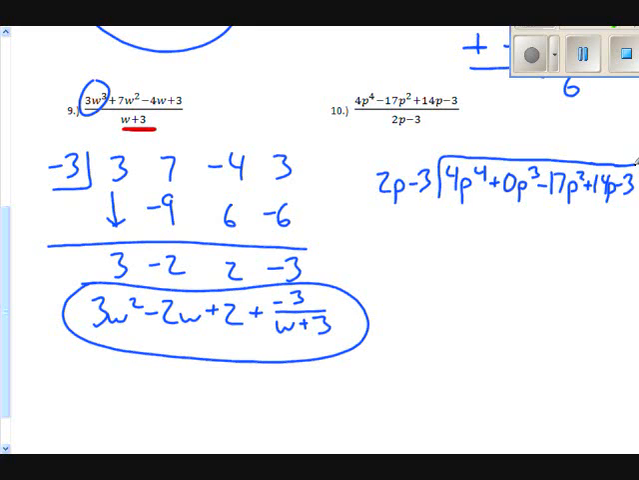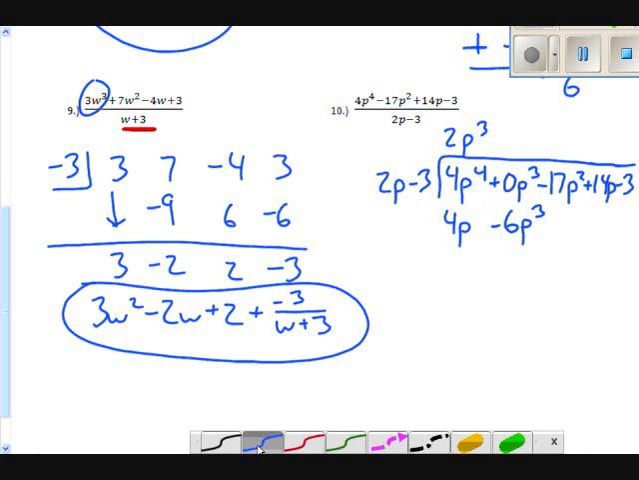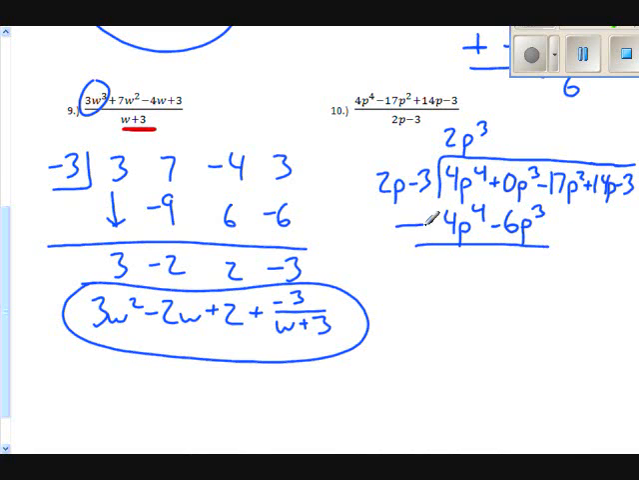So now, what times 2p will give me a 4p to the fourth? A 2p to the third. So now I multiply. So that's going to give me a 4p to the fourth minus 6p to the third. And now I'm subtracting, which is the same as adding the opposite. So that's going to give me a 6p to the third. The 17p squared drops down. The plus 14p drops down, and the minus 3 drops down.